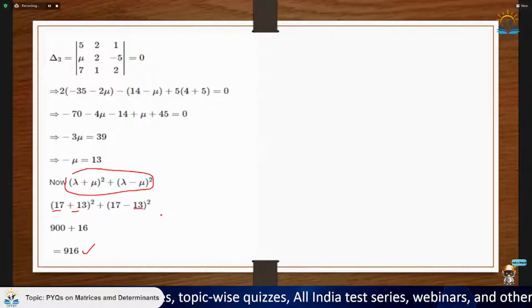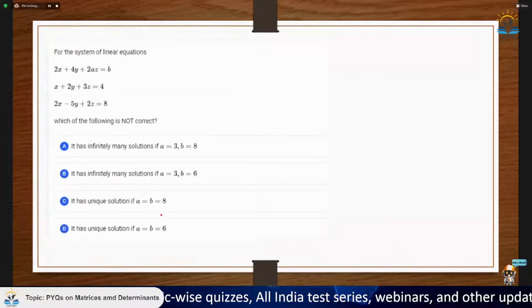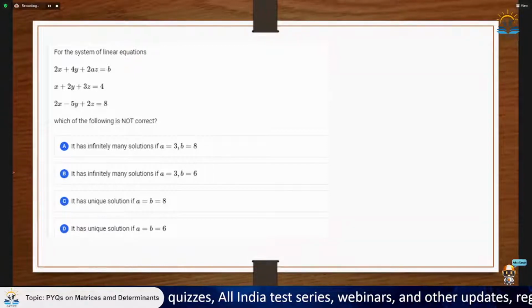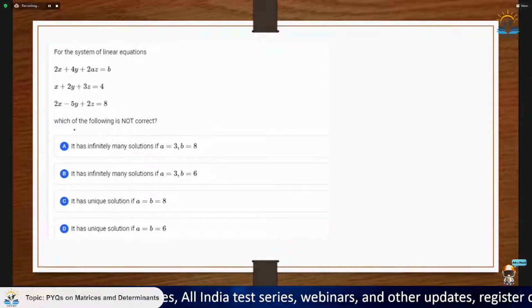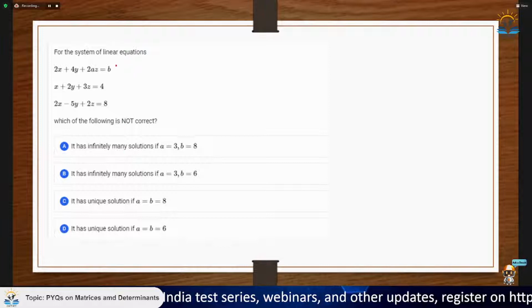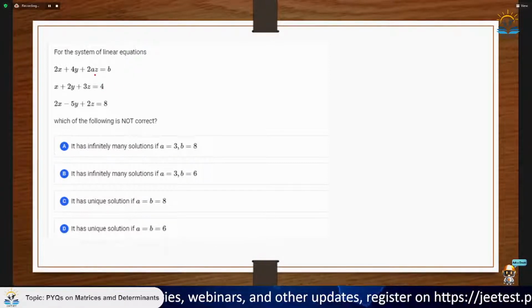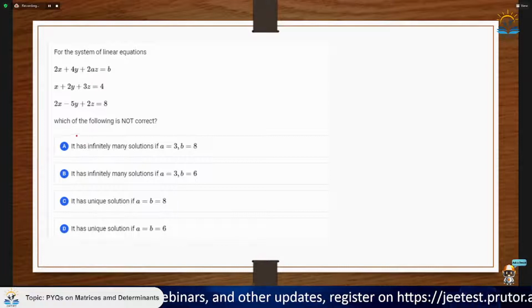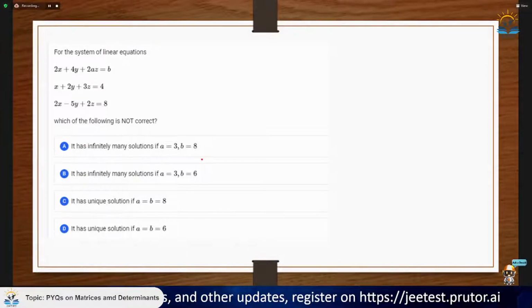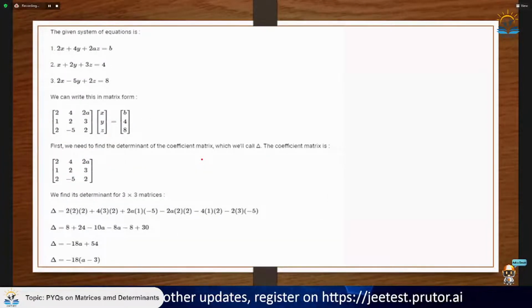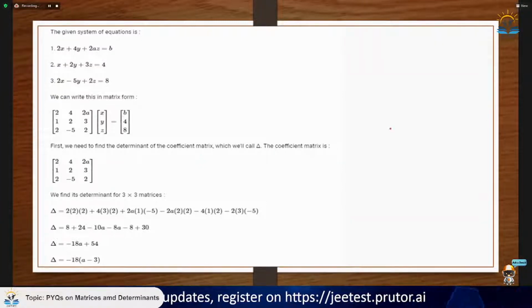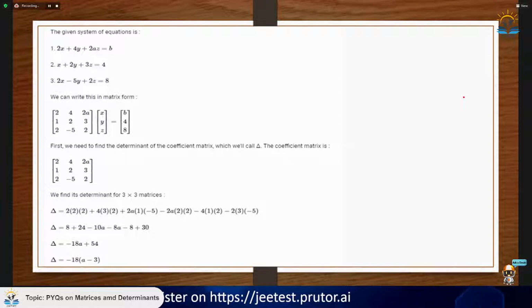So this was my question number 3. Moving on to next question. Following system of linear equations, which of the following is not correct? Again, same question. You need to make determinant equal to 0. Then, if you get determinant equal to 0, then check for A and B. Same question, so I am leaving it as an exercise. You can take a screenshot of this, but it is the same question as we did just now.